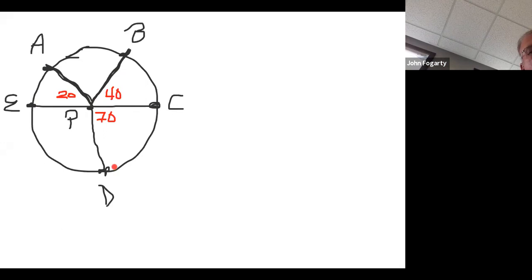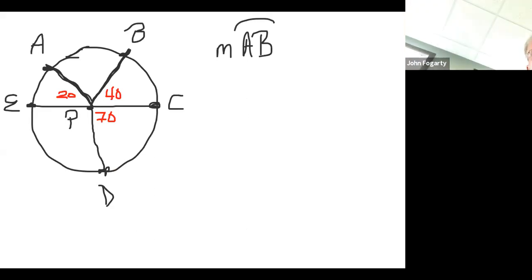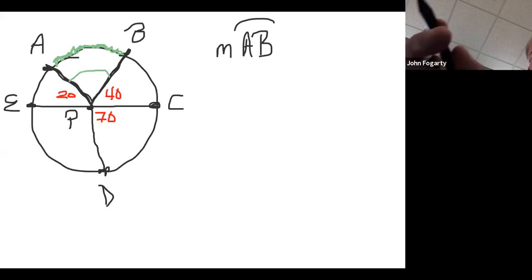Sometimes when you do these, you might fill in numbers you already know, right? So let's look at the measure. What is the measure of arc AB? Well, arc AB is here. What information do I need to know in order to answer that? I need to know the measure of the central angle that cuts that. Now, based on the information they gave you right there, what is that angle measure?